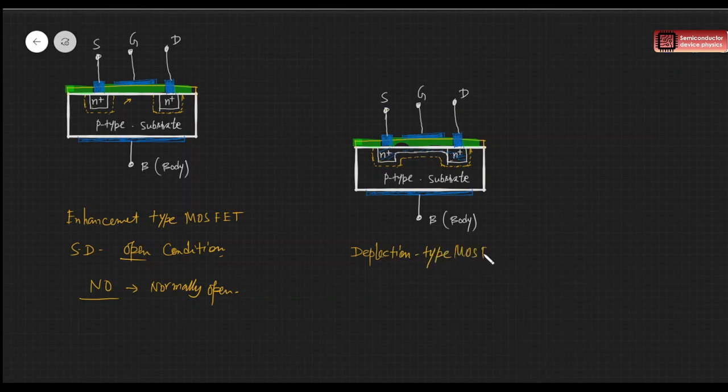Depletion type MOSFET, and here we already have the channel. Here the source and drain are in closed condition. Closed condition in the sense the channel is already there, right? So the current can flow even without any gate voltage. So this is normally closed. Like in a relay, if you remember, there are two types of terminals, right?